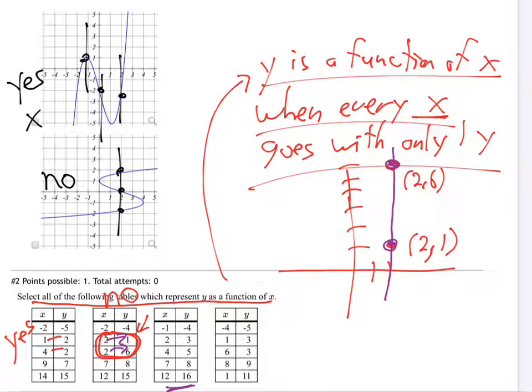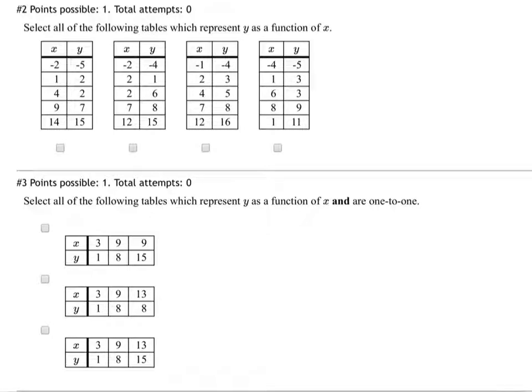It's good, but not the last one. That one's good. The last one's bad? Yeah. What's bad about the last one? Oh, yeah. 1 goes with 3 and 1 goes with... it can't make up its mind. Who does 1 really go with? So that one's not a function. Those are 2 ways to say the same thing: vertical line test, or every x must go with only one y. So that's what it means to be a function.